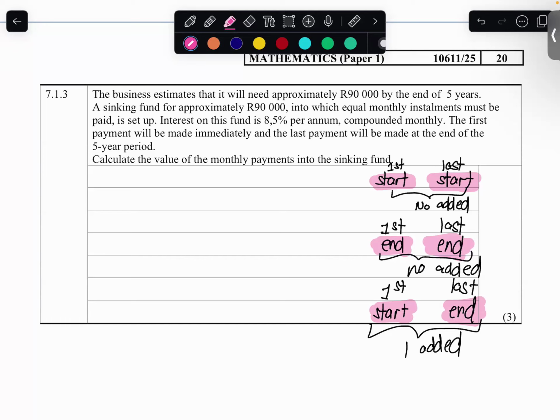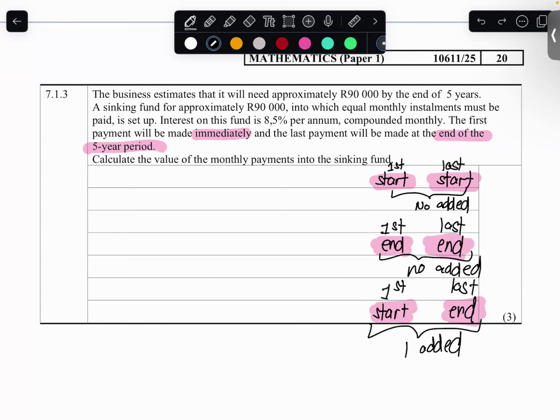So if you're looking at this question, it says the first payment will be made immediately, which means at the start of the month. And the last payment is being made at the end of the 5-year period, which means you're starting and you're ending, there's an added payment. You started your first payment at the start, immediately, and you ended your last payment at the end of the last month. That's an added payment, right? So calculate the value of the monthly payments into the sinking fund. I hope this made sense. I hope this is a bit of a guide.